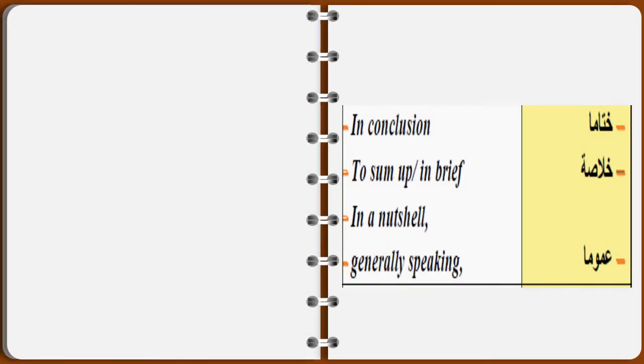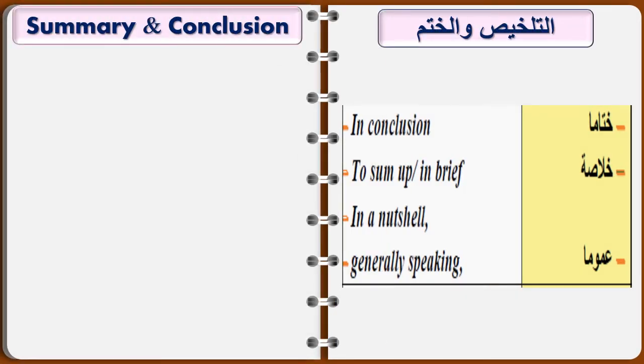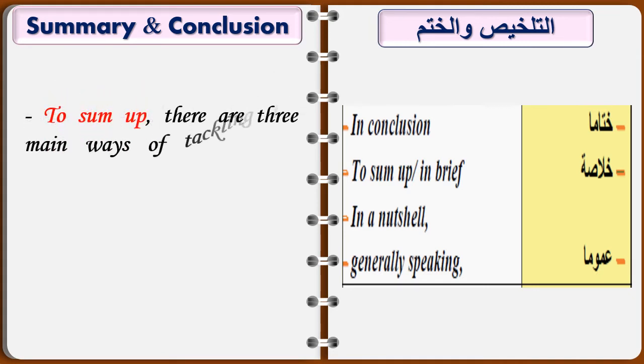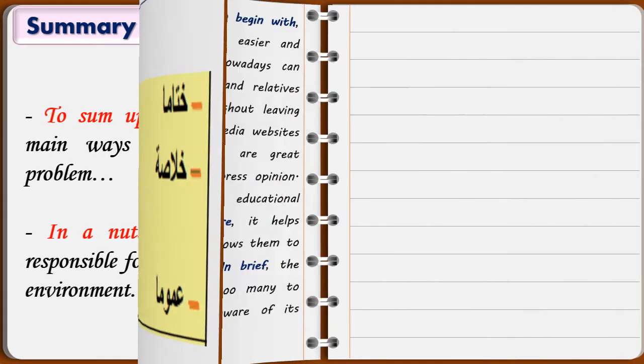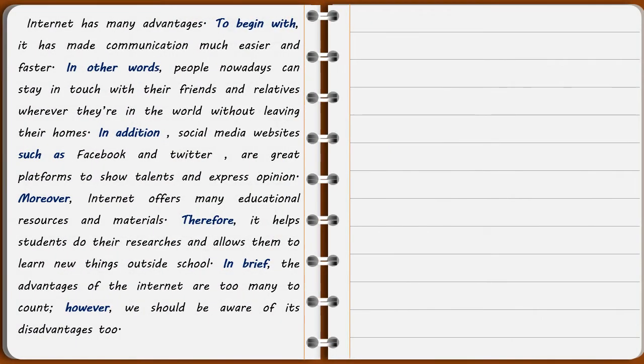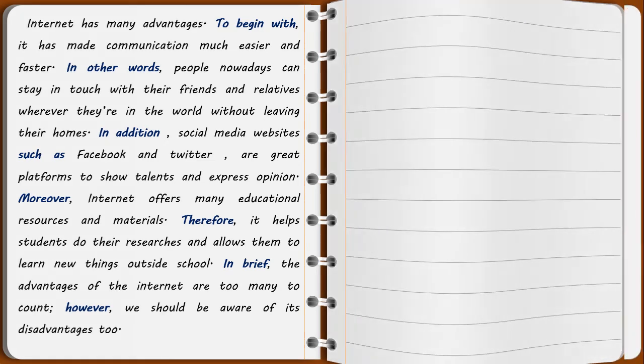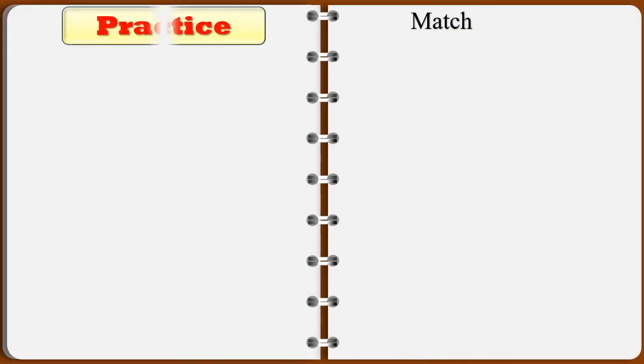And the last one is conclusion. When we finish, حينما نختم, we can use to sum up, in a nutshell, and so on. Now this is the paragraph we saw at the beginning. Now it's a good paragraph because we have here linking words. You pause the video and you read the paragraph. Let's go to practice. Exercise number 1.